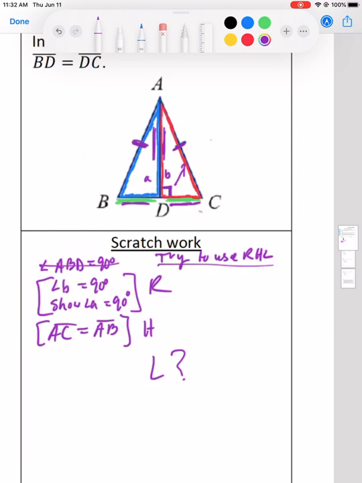Now, these two legs are lying on top of each other, so that means that they have to be equal by common side, as we proved from the figure. Okay, and therefore RHL will work.